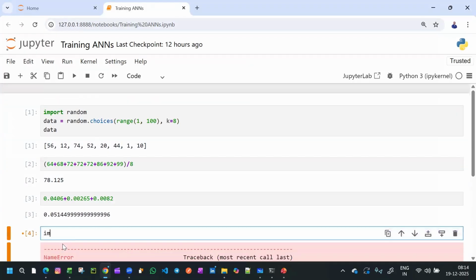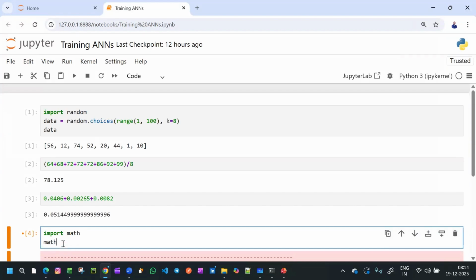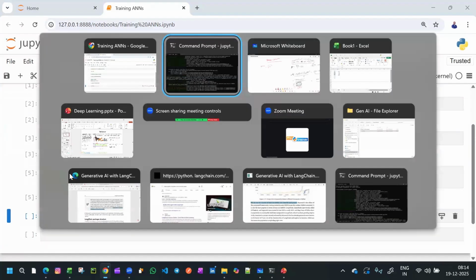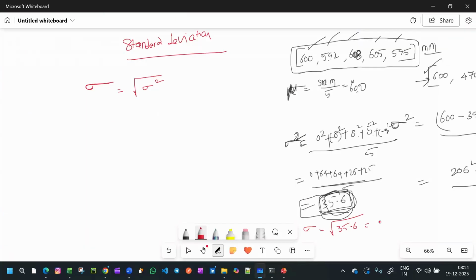So I'm just going to say import math, math.sqrt, square root of 35.6. That is 5.9 and something. Okay, 5.9. That is equal to 5.96 something. Okay.